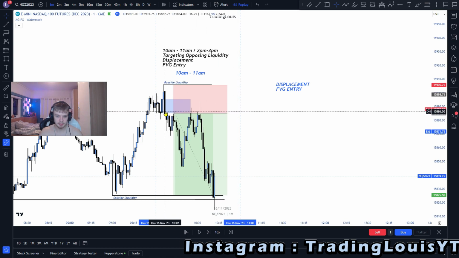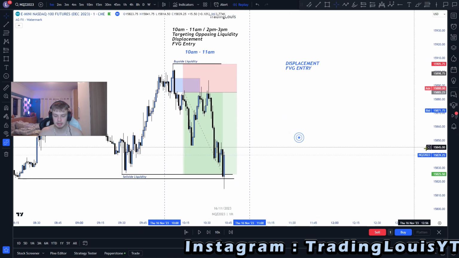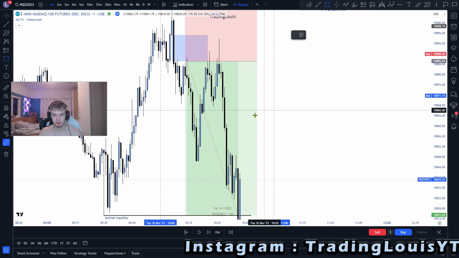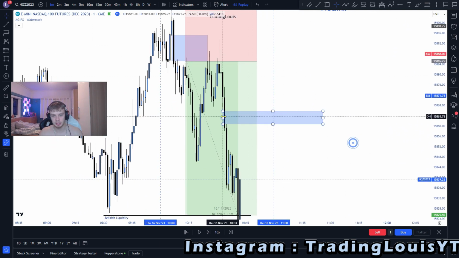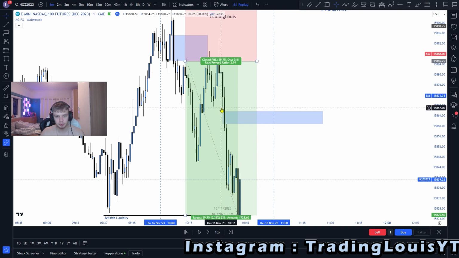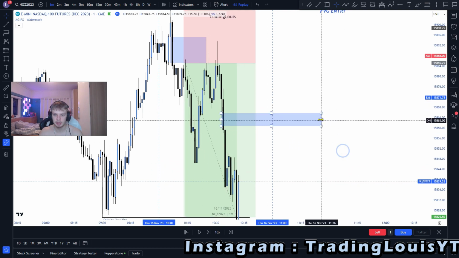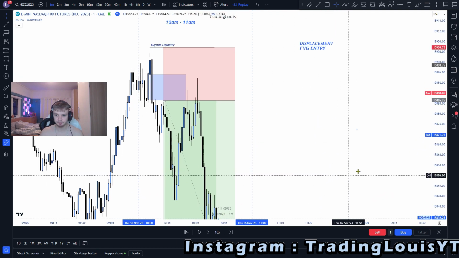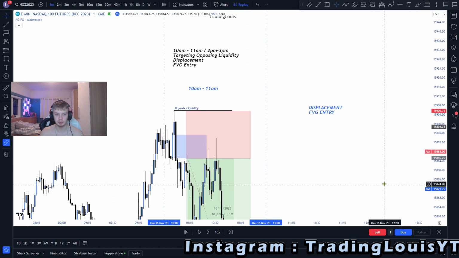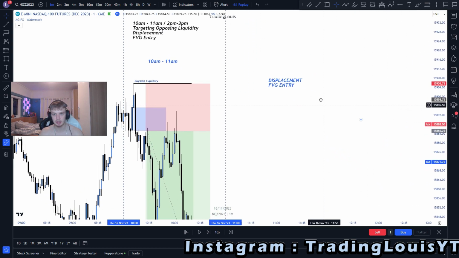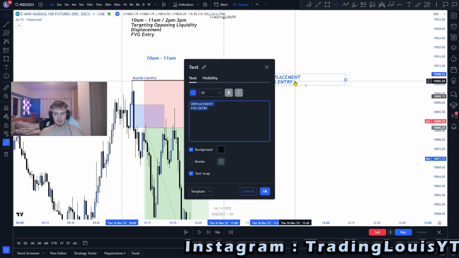So there is a fair value gap. Let me give you another example of a fair value gap. There's also a fair value gap here. As you can see, 1, 2, 3 candles. The first and the third candle are not touching. So that is a fair value gap, just to give you guys an example. And then you also need to be targeting the opposing liquidity.